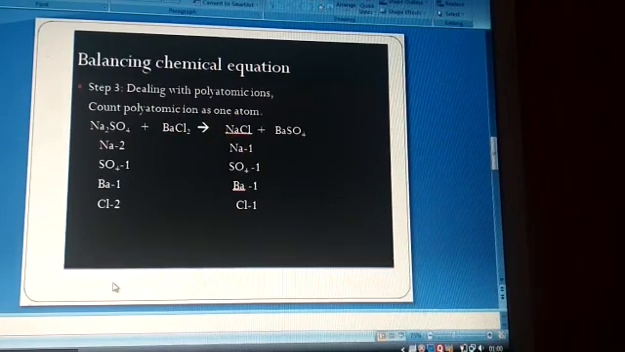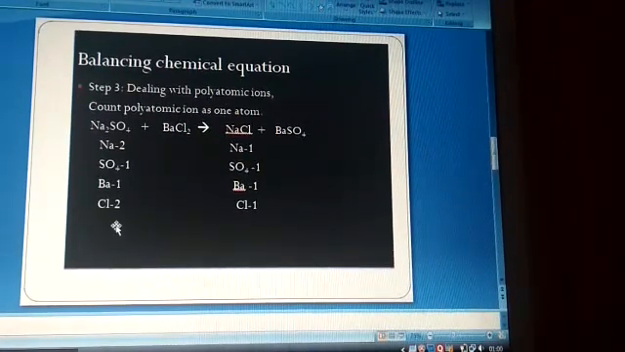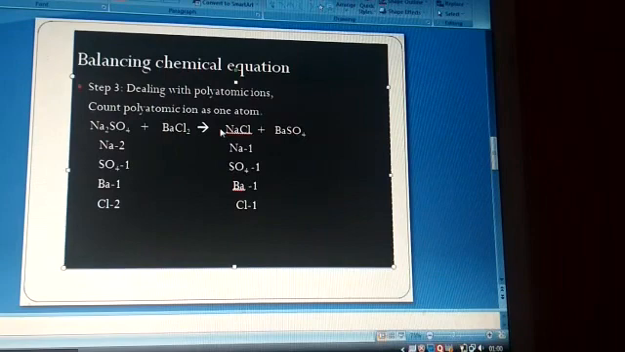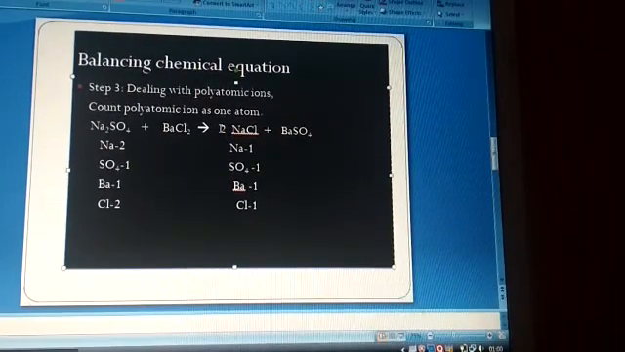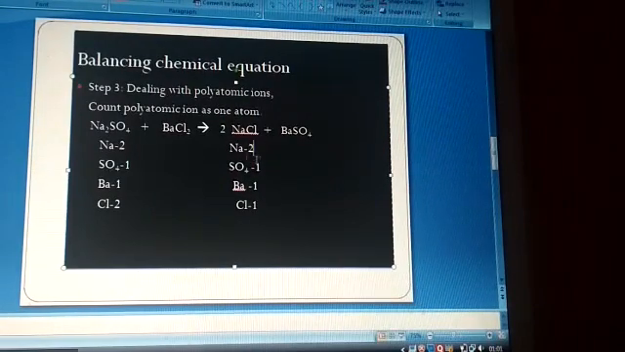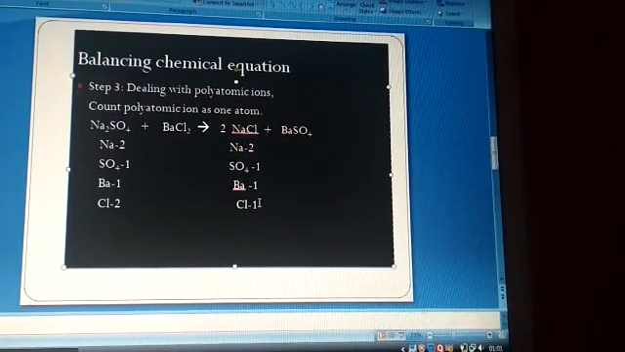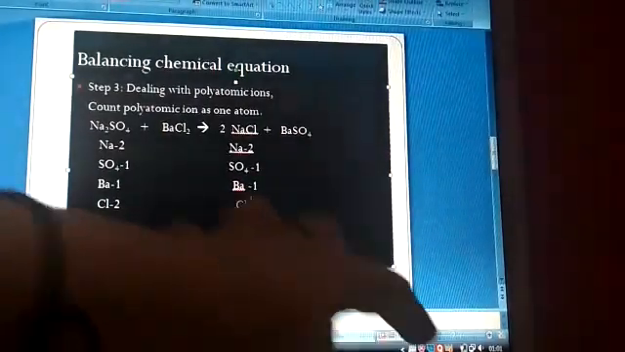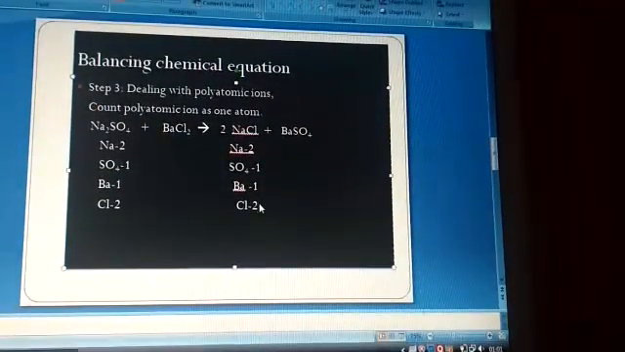So if I write here, I only have to change the coefficient of NaCl. When I change the coefficient of NaCl, if I write 2, then this equation is balanced. When I check here, sodium is 2, and on the product side also it is 2. And for chlorine also, on the product side it is 2, and on the reactant side now it becomes 2. So all the atoms balance here.